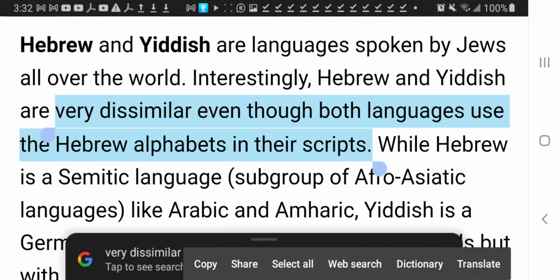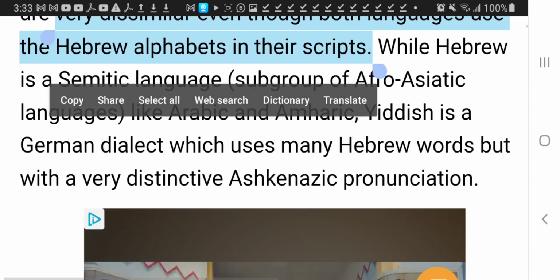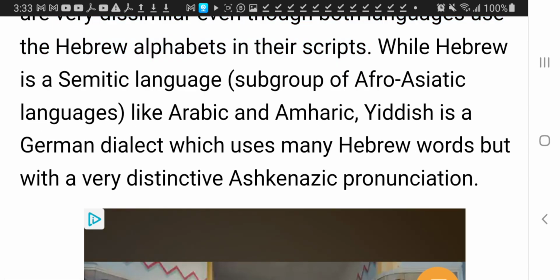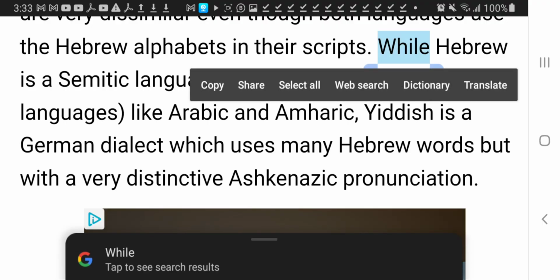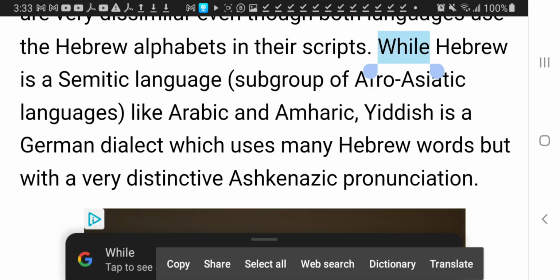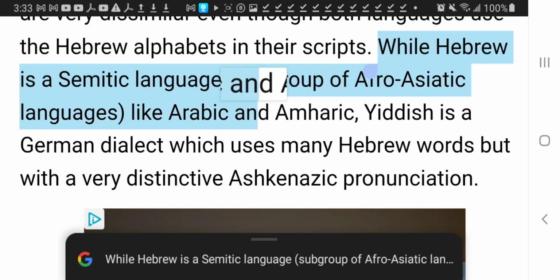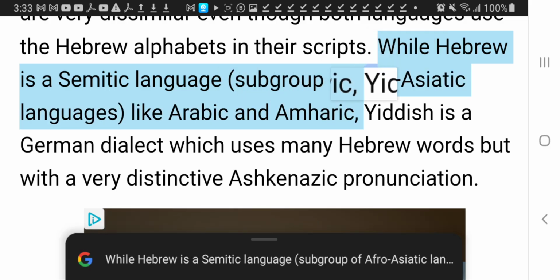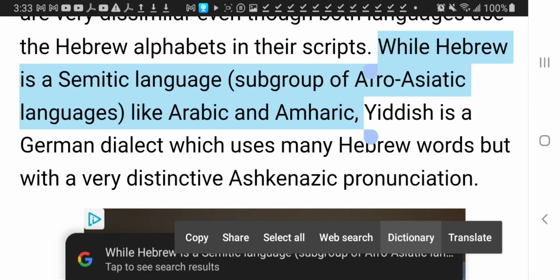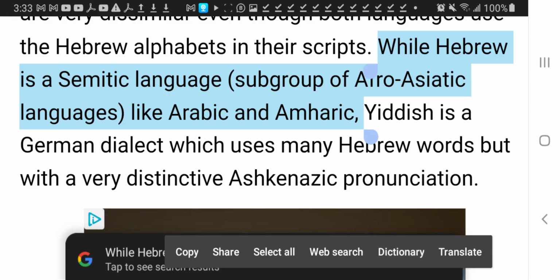But both languages, the Hebrew, more correctly the Yehudit, and the Yiddish, both use the Hebrew alphabets. But look at this. While Hebrew is a Shemitic language, y'all who have followed this podcast will notice that we often say things like Afro-Shemitic. Right? Afro-Shemitic. Notice what it says right here.